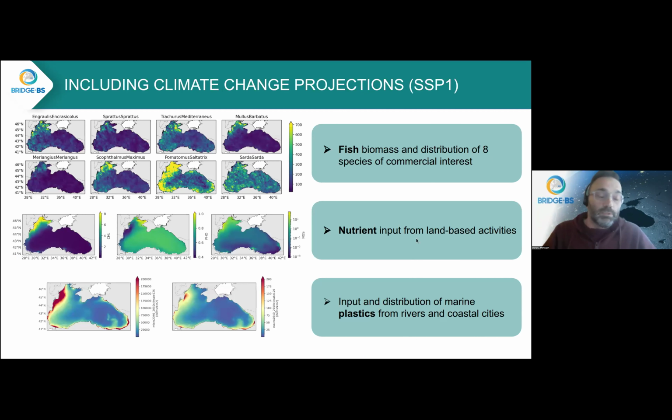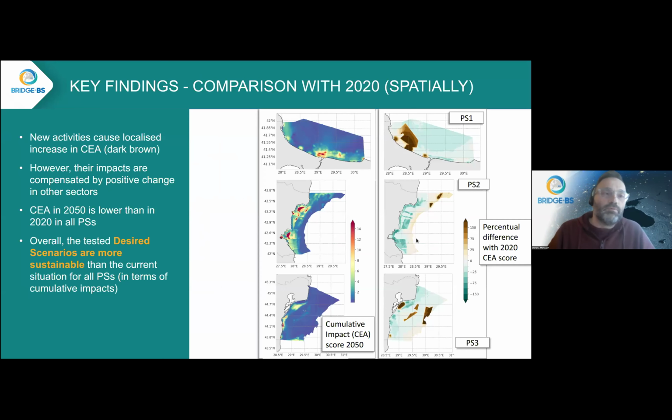These are the models that we incorporate mainly from WP2 results, as Marilo explained. They are mainly fish biomass, but also nutrients and input of plastic. And this is an overview of the key findings that we achieved in the area.